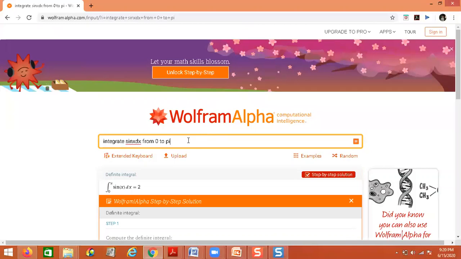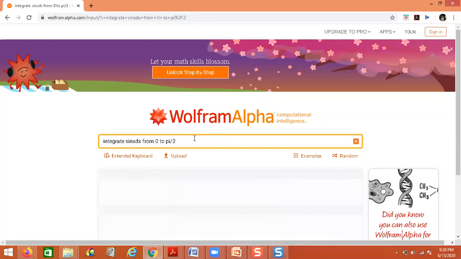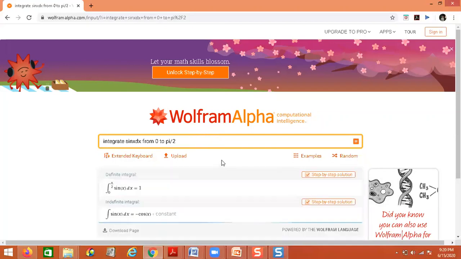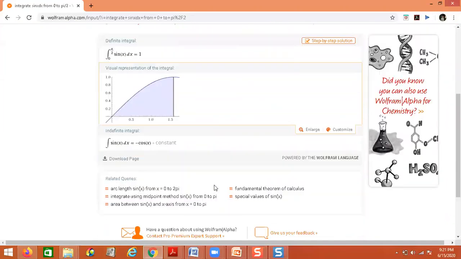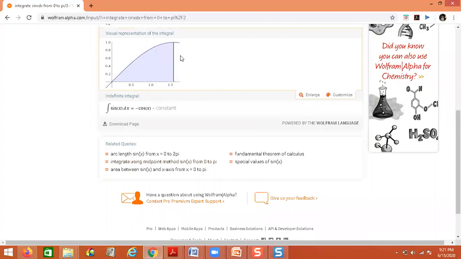Now suppose it is pi by 2, we know that it is 1. You can see it is 1. And the graph is half of what we saw for 0 to pi. So it is important to visualize the areas and the graphs, which gives us an immense pleasure to see, as well as good learning and imagination capacity.